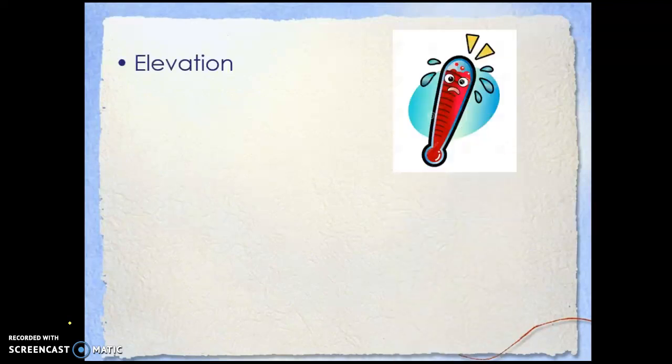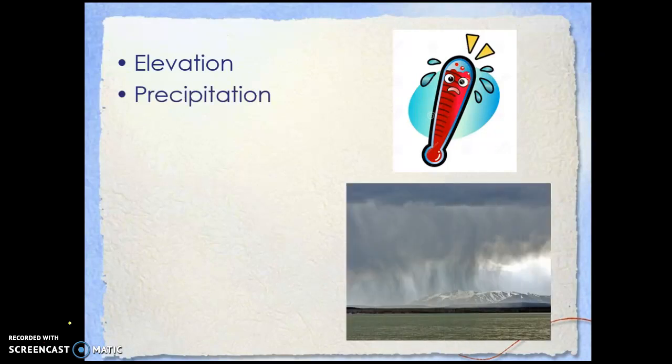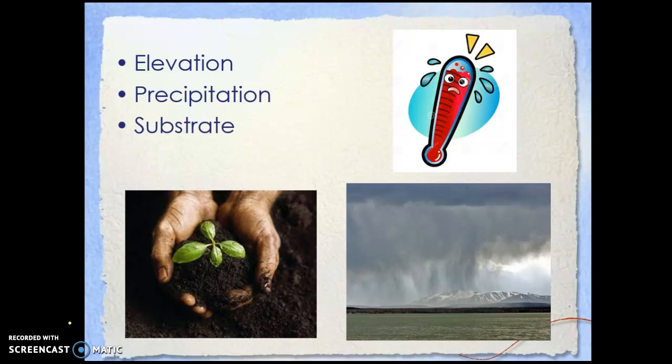So just to review again after looking at that chart, elevation, which is going to help determine temperature, precipitation, which is the water, and substrate, how rich your soil is, are really going to help determine what biome you're looking at.